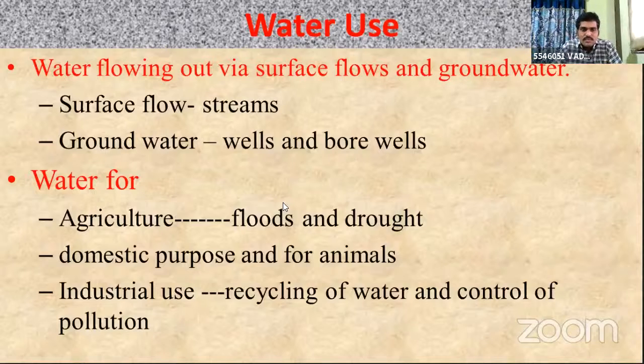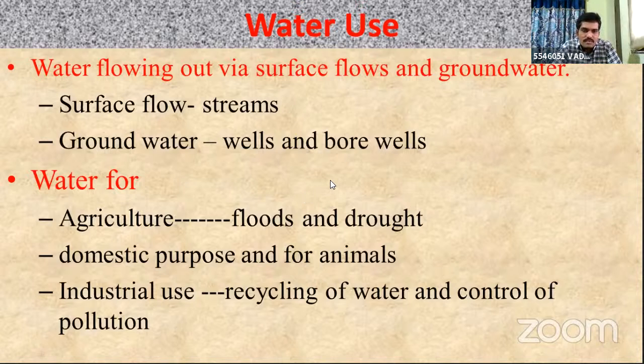So for agriculture, we need water for the production of crops and food grains. At the same time, we are using water for domestic purposes and drinking water for animals also. Nowadays, from morning to bedtime, we are using water in so many activities. Without water, we can't survive.